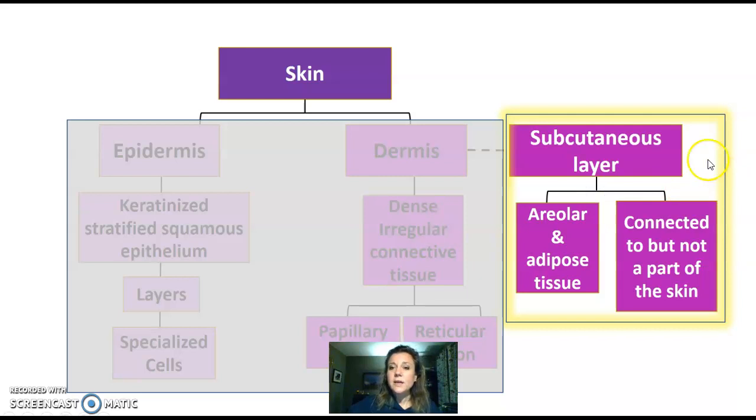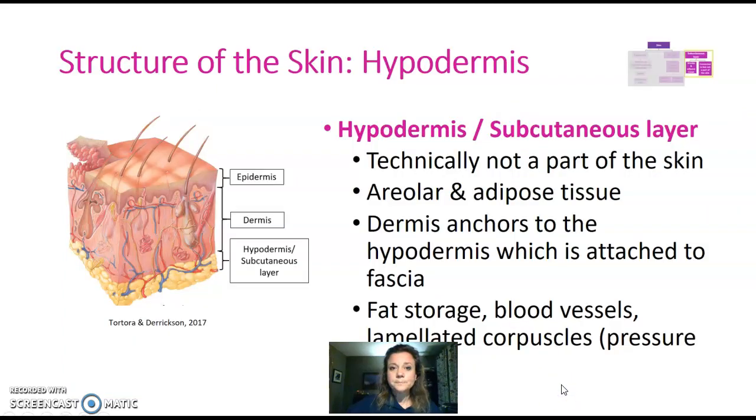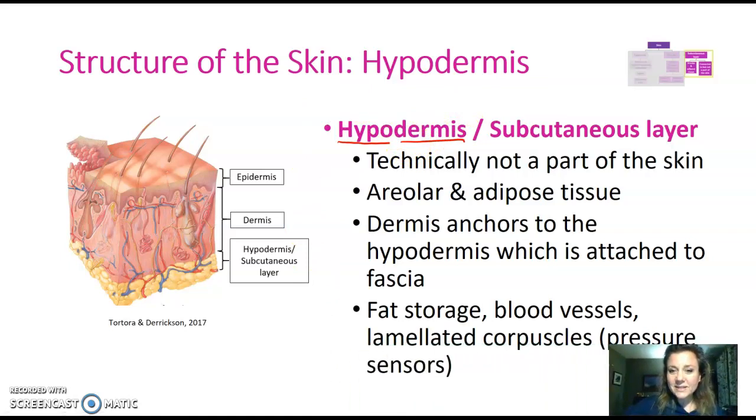All right, next we move on to our subcutaneous layer, which is connected to the skin, but it's not actually a part of the skin, and it consists of areolar tissue and adipose tissue. So the hypodermis, if we take this word apart, hypo means below, and dermis means skin. So this is the section that is found below the skin. And our hypodermis consists of areolar tissue and adipose tissue.